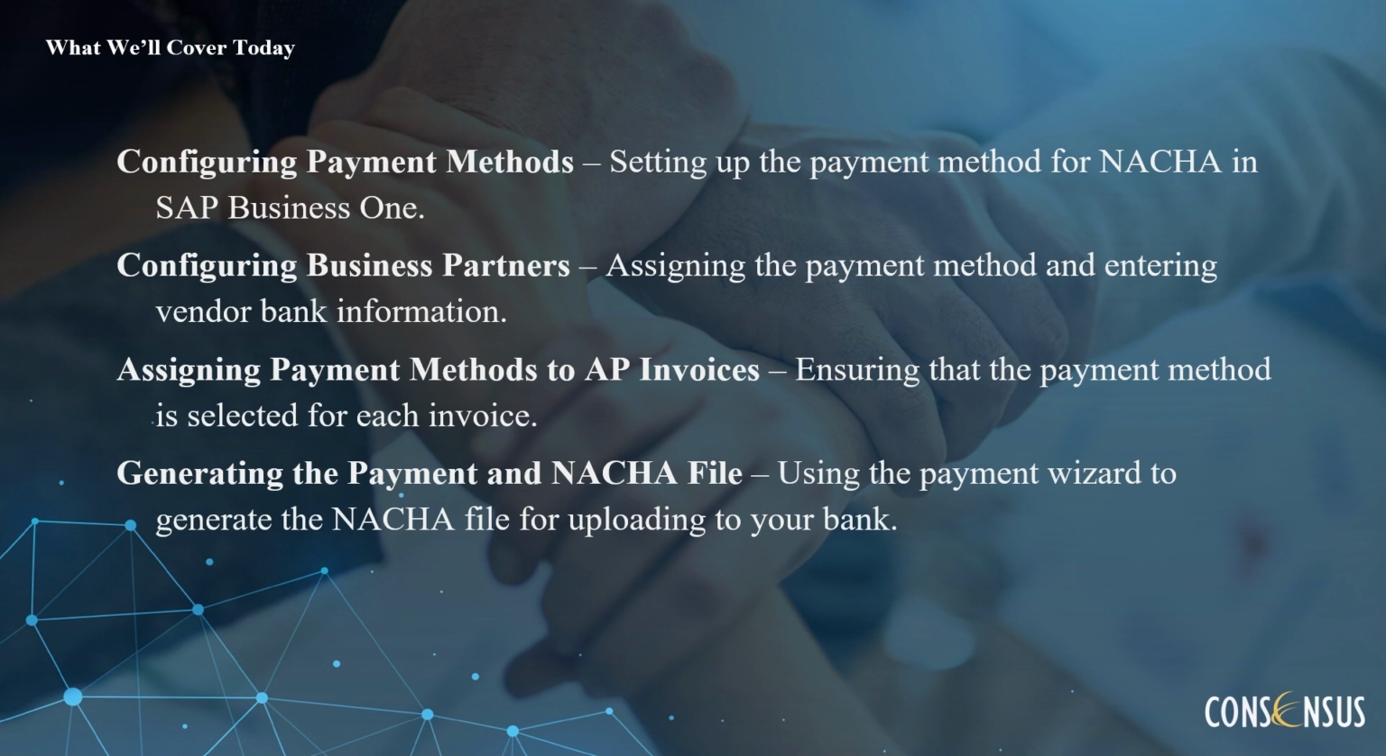Number 1, configuring payment methods. Setting up the payment method for NACHA in SAP Business One. Second, configuring business partner. Assigning the payment method and entering vendor bank information. Third, assign payment methods to AP invoices, ensuring that the payment method is selected for each invoice. And the last one, generating the payment and NACHA file, using the payment wizard to generate the NACHA file for uploading to your bank.